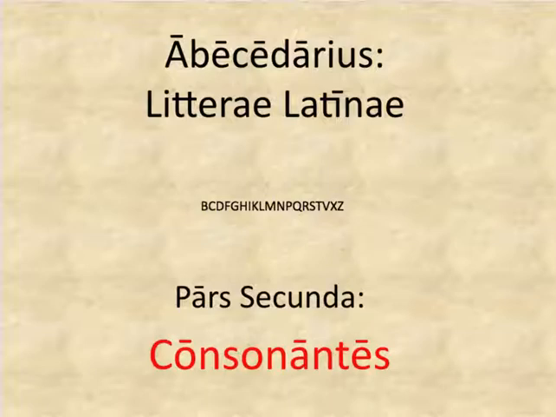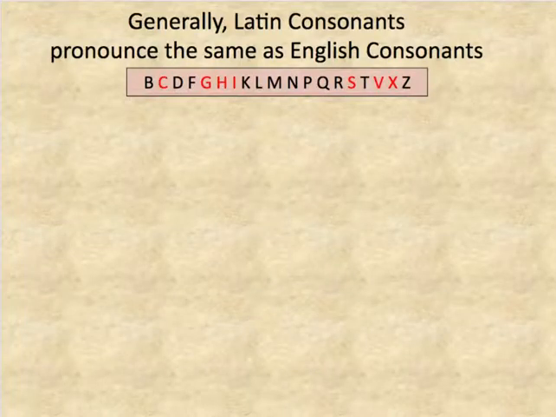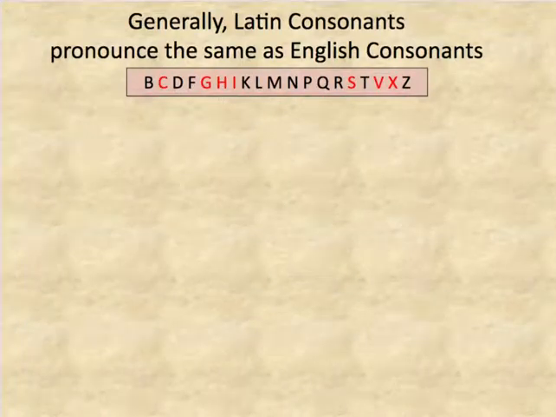So today we're going to take a look at the consonants in the Latin alphabet. You're going to find that they are, for the most part, like English, but there are a few exceptions. So, general rule, Latin consonants are pronounced the same way as they are in English. All the consonants you see in black are identical.